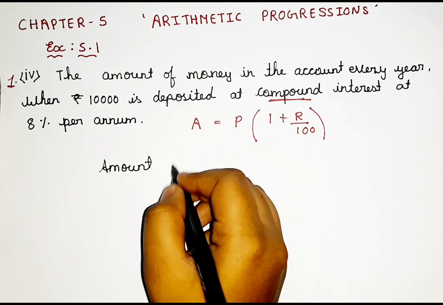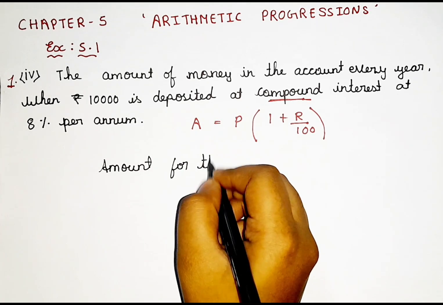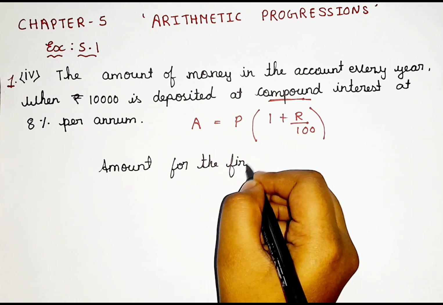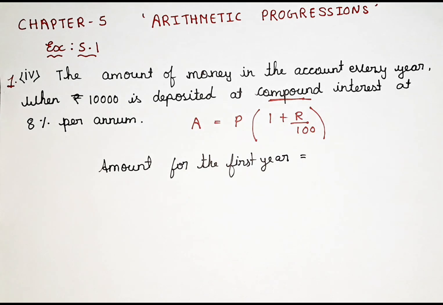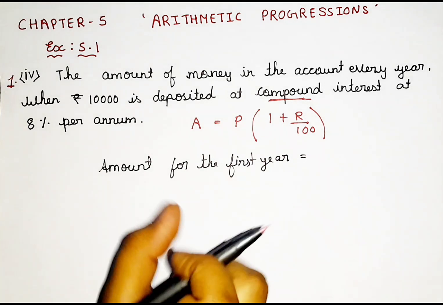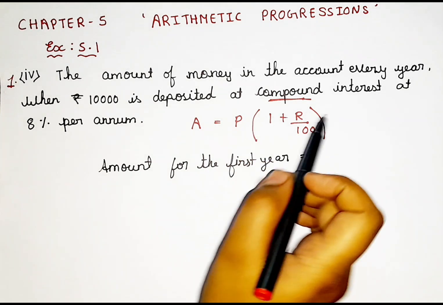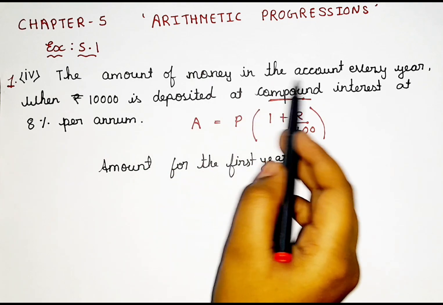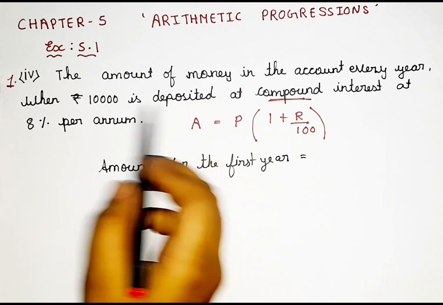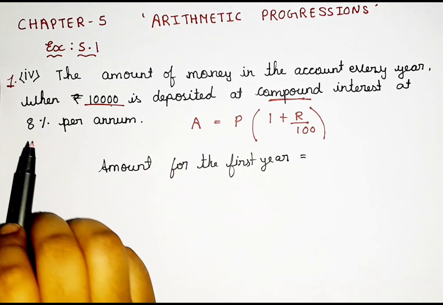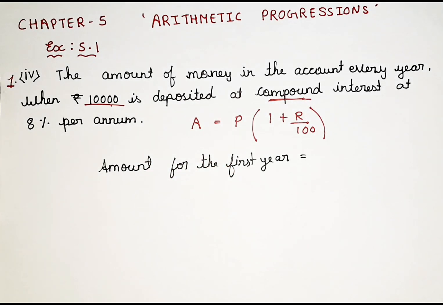for the first year. For the first year is equal to, so how much amount did they make in the first year? According to the question, the amount of money in the account every year when rupees 10,000 is deposited. They just mentioned when rupees 10,000 is deposited. They didn't mention the first year amount, so we can actually find it by using this formula.